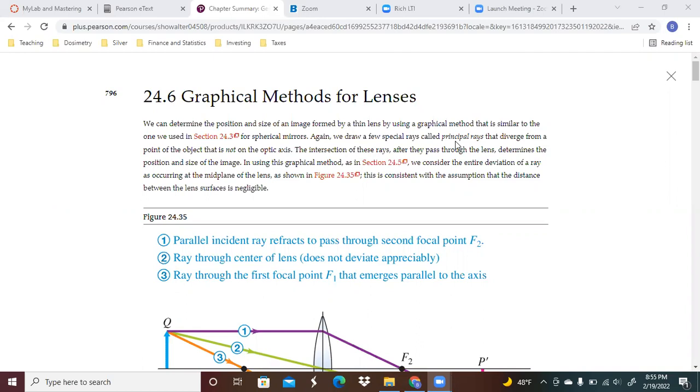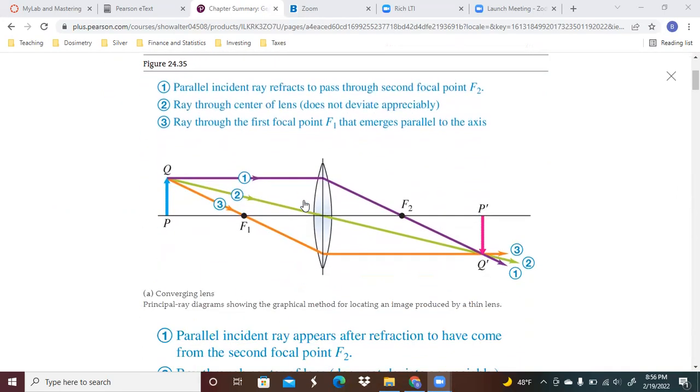We're going to draw a few special rays called principal rays that diverge from the point of the object that is not on the optic axis. The intersection of these rays after they pass through the lens determine the position and size of the image.